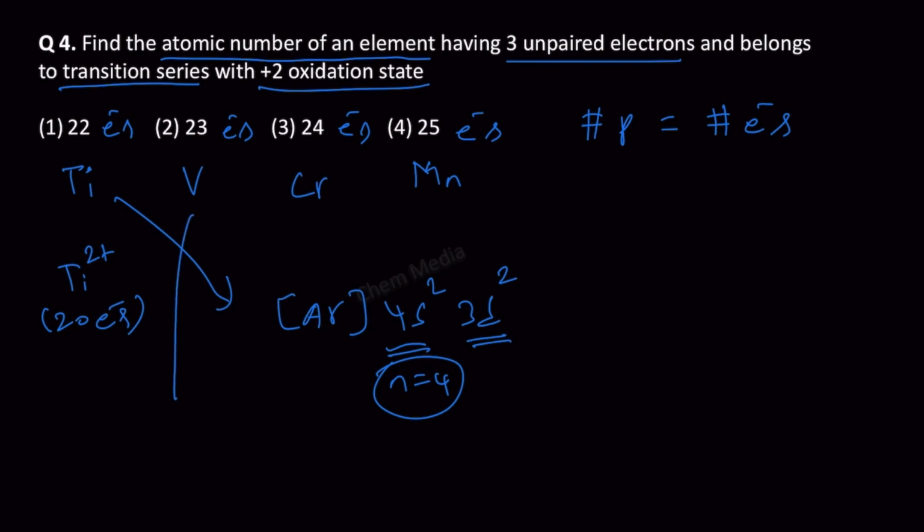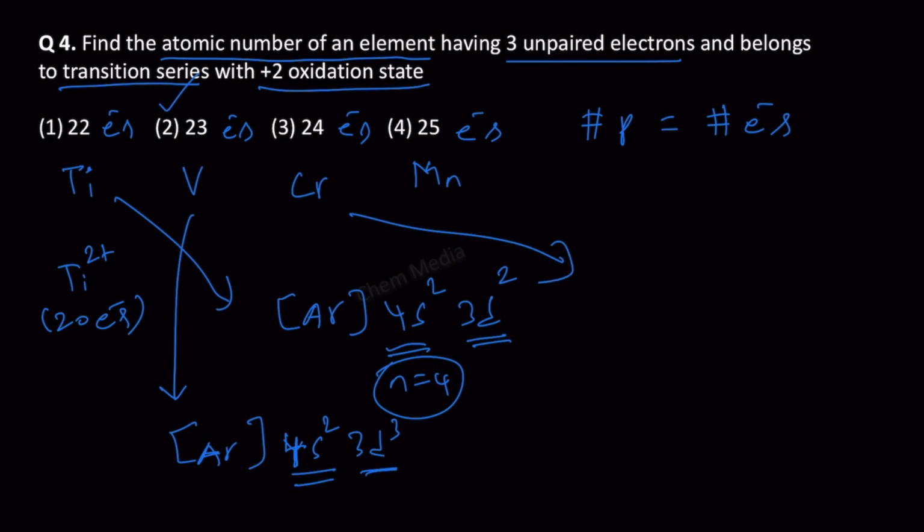But how about vanadium? For vanadium neutral, the electronic configuration will be argon and then 4s2 and then 3d3. So if we remove 2 electrons to get the +2 oxidation state, then we will definitely have 3 unpaired electrons, and therefore vanadium is the correct answer.